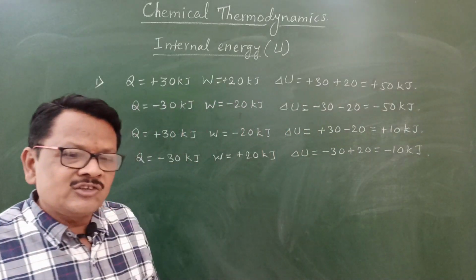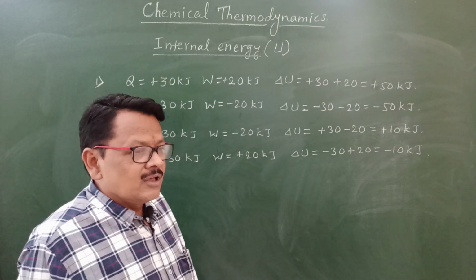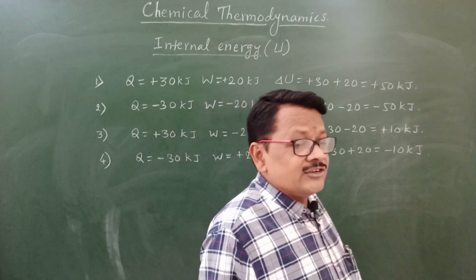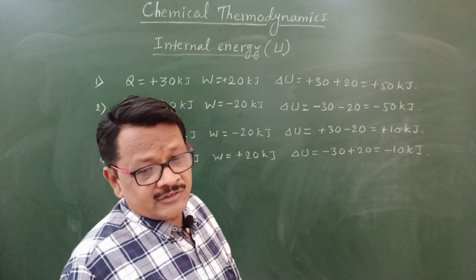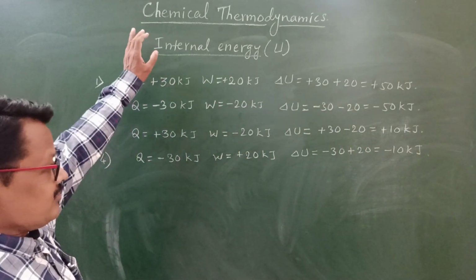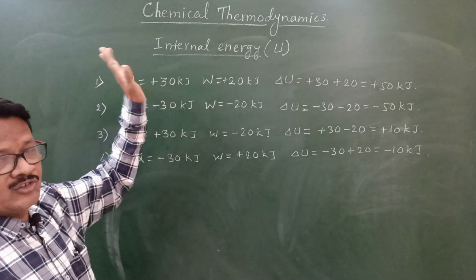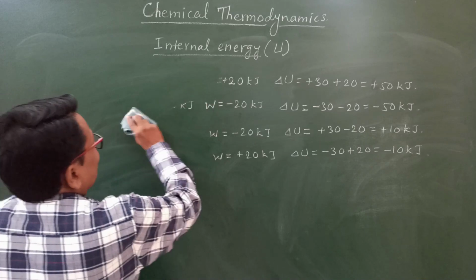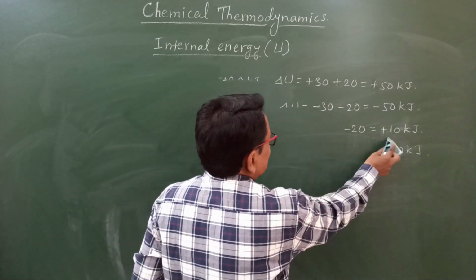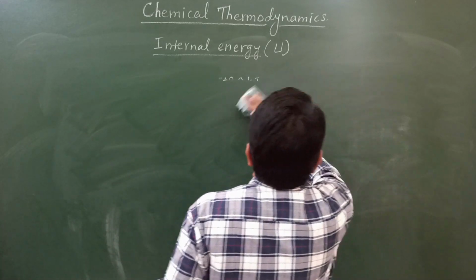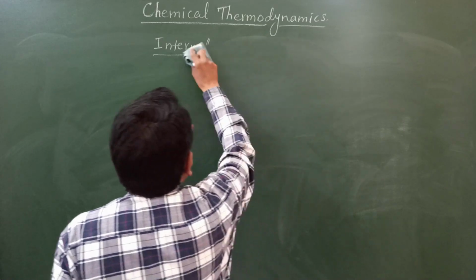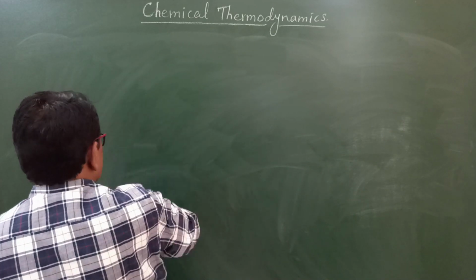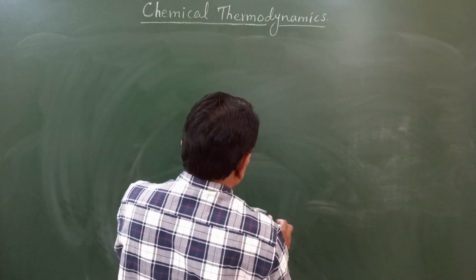In this way, by explaining all these examples, how energy transfer and change in internal energy take place in a particular system or substance can be explained. Then we will go towards the next point, that is the first law of thermodynamics and its mathematical equation.